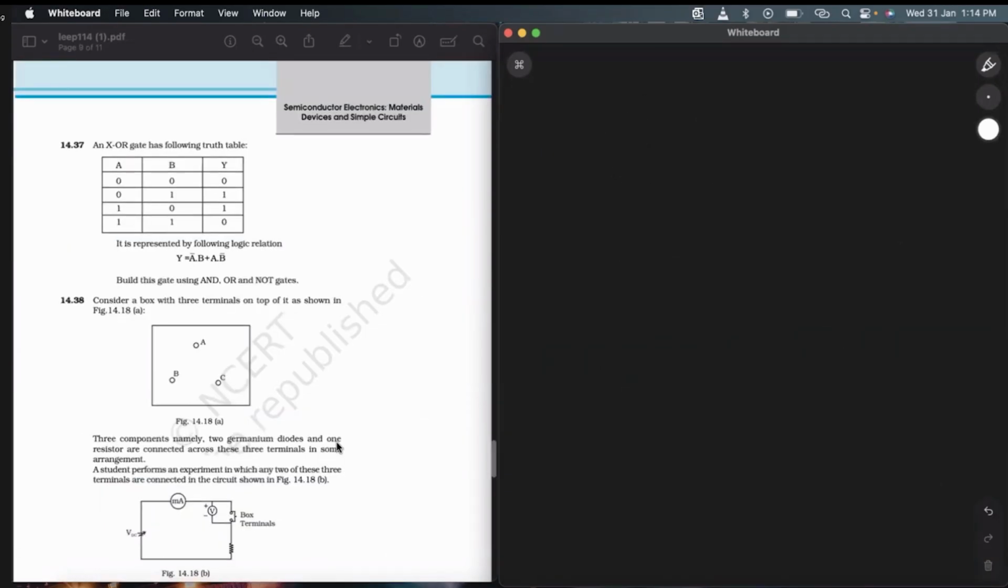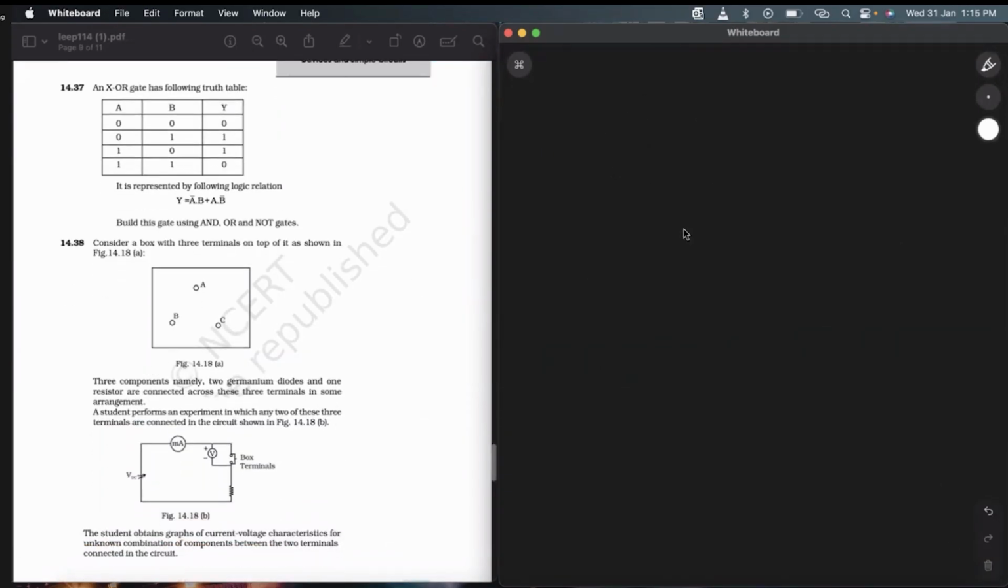An X orbit has been made for us, and the values have been given. So the value for A, B, and Y is represented by the following. Build this gate using AND or and NOT gates. Alright. We will listen. Okay.